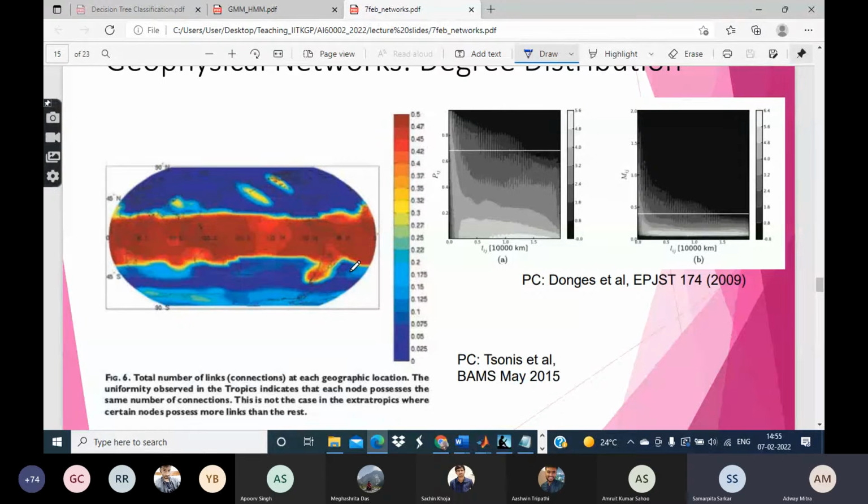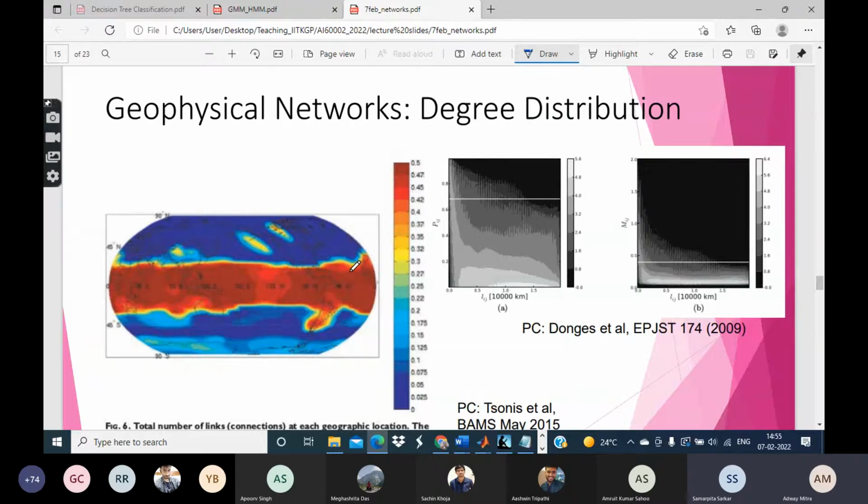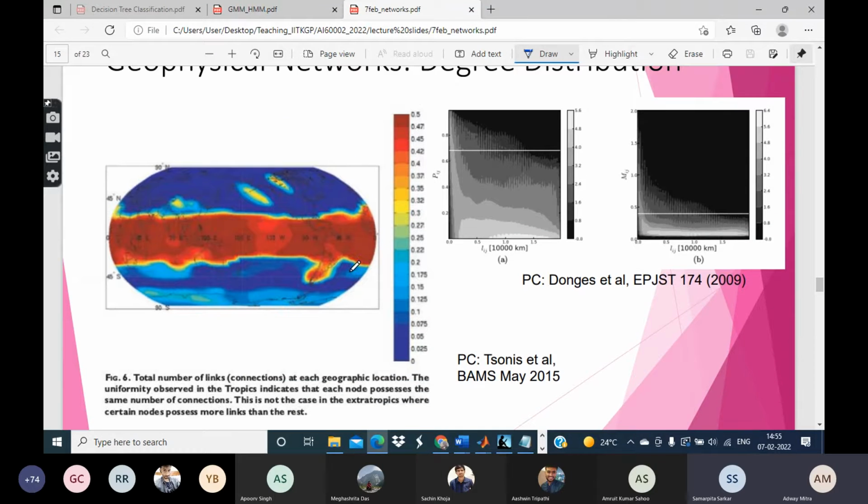So these are some results from some of the papers which we talked about. This is the degree distribution of a graph. Here, as you can see, this is like an equatorial band. If you consider any location here, on average they have a large degree. Exactly what the scale is, and how these numbers 0.5, 0.47 are coming, to know that we have to understand the paper. But basically, it's saying that if you consider any two locations here, they will have high degree. But if you consider locations beyond this tropical belt, they will have much lower degree.